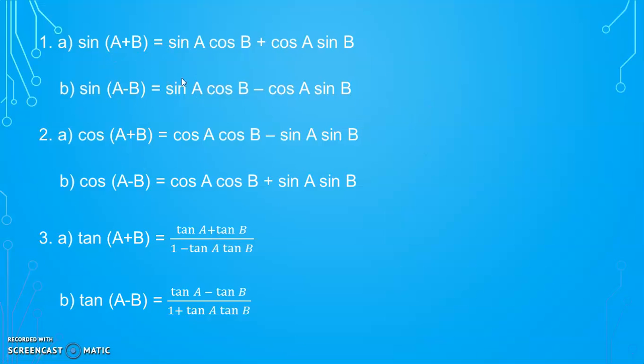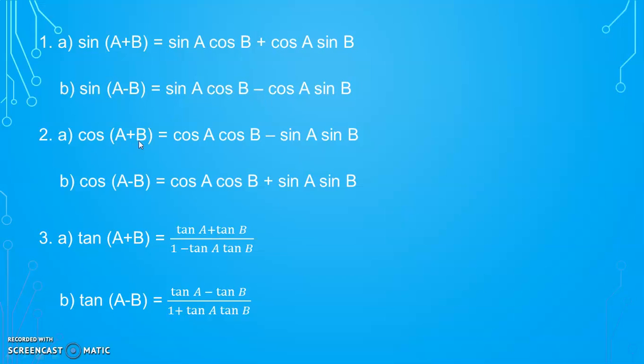You see, in sin(A+B) and sin(A−B), sin A cos B and cos A sin B will be there. The only difference is the sign. So for A plus B, plus will come, and for A minus B, minus will come.